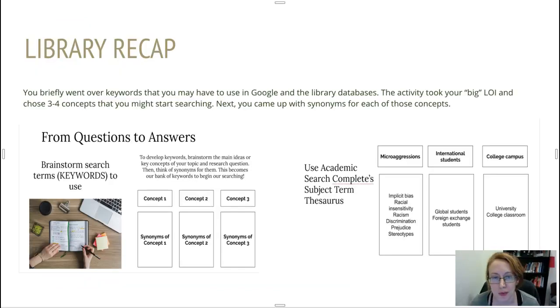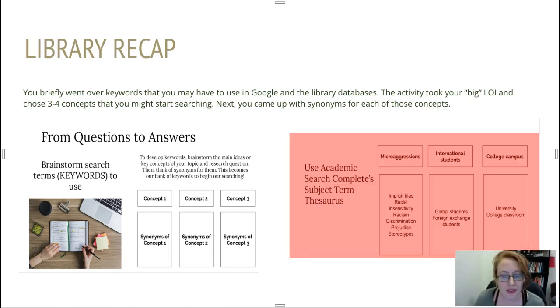So here's just a little library recap, so you remember what we were doing, what we're going to be building off from. What you were working on in the library was coming up with that big LOI, working on your wording, evaluating it, and then Natalie used her own example to get you to practice breaking that down into 3 to 4 big concepts and then coming up with some synonyms for those. This was the example that she used.